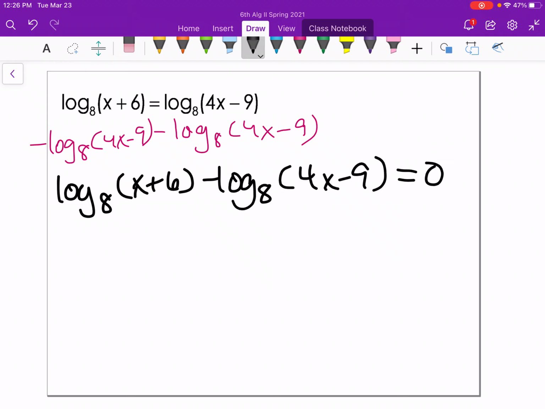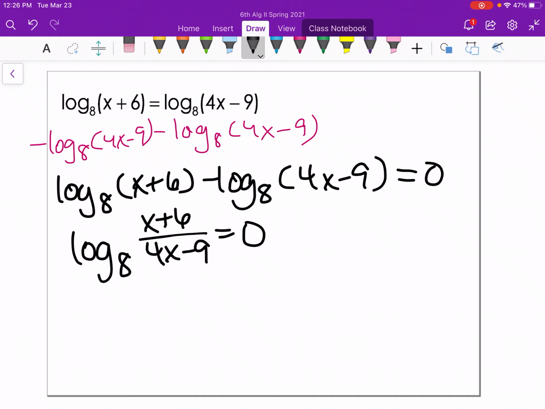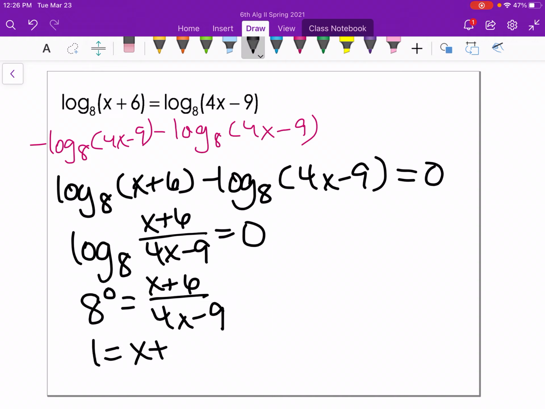But I want you to see what happens here. So if I rewrite that as a single logarithm, I have log base 8 of (x plus 6) divided by (4x minus 9) equals 0. Rewrite that as an exponential, so you have 8 to the 0 equals (x plus 6) divided by (4x minus 9). Anything to the 0 power is 1. So 1 equals (x plus 6) divided by (4x minus 9).